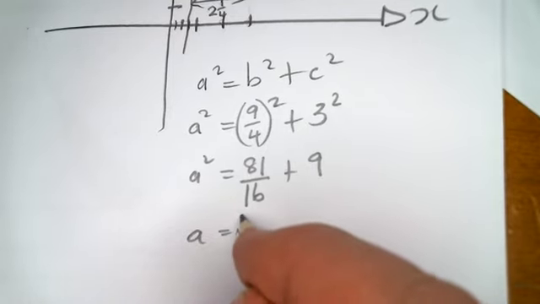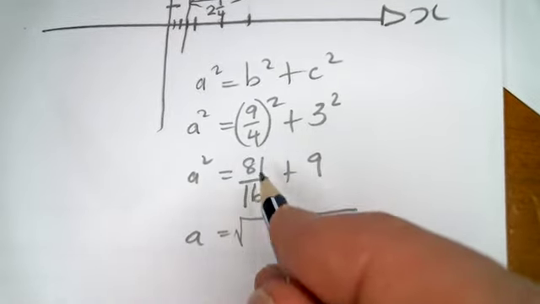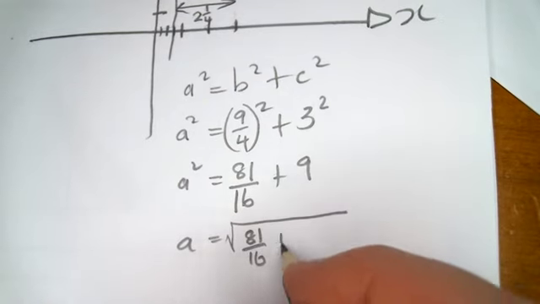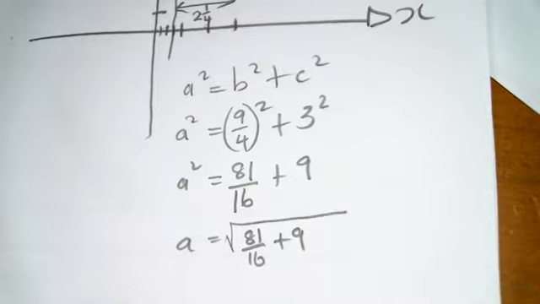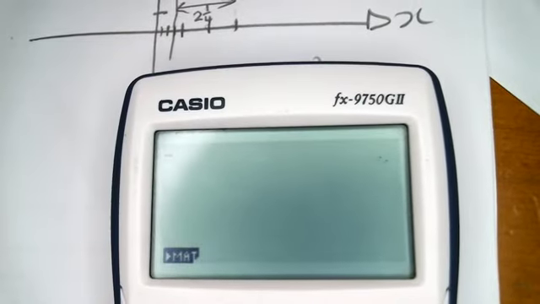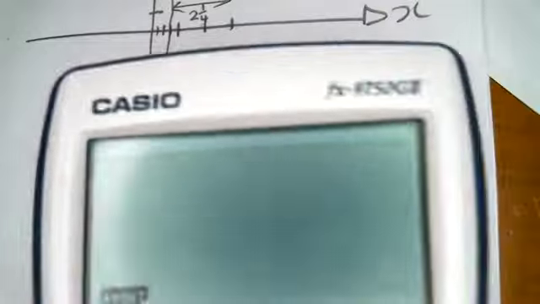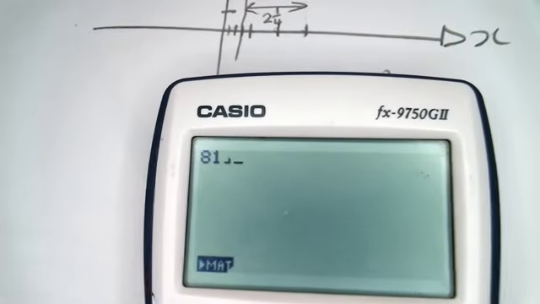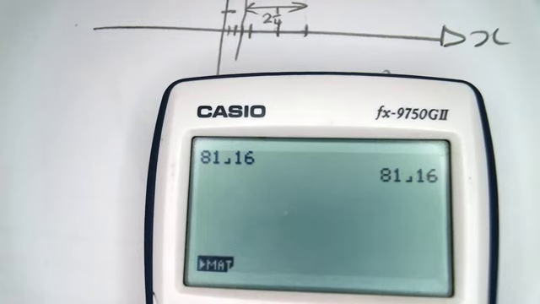So a equals the square root of 81 over 16 plus 9. And you know what? Just use the calculator to do it. You're allowed to anyway, so may as well. As long as you show you got to that point there, I think you're pretty good. So what was it? 81 over 16 plus 9. So 81 over 16, there it is. And I'm going to go plus 9 is 225 over 16.